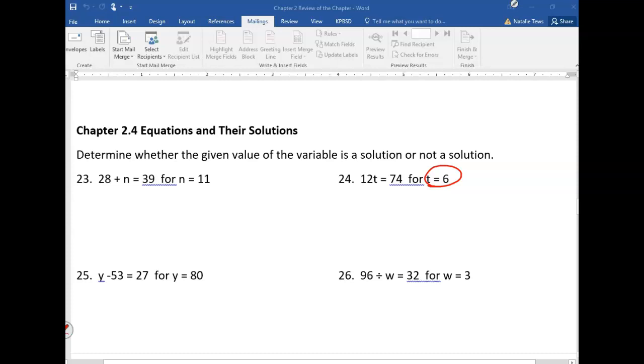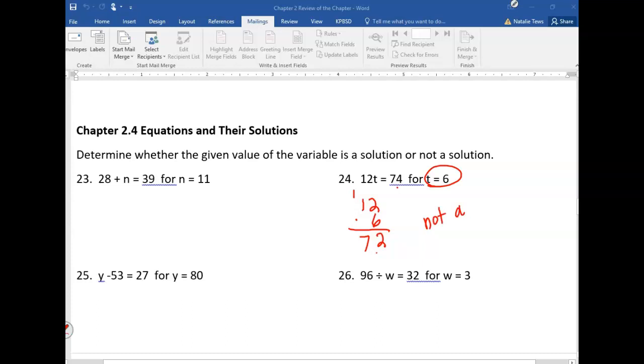They already gave it to you. So here's what you're going to do. You're going to fill it in. You're going to say 12 times 6 and times it out. Does that equal 74? Let's try it. Does that equal it? No. I have a 72. They had a 74. So it says, is it a solution or not a solution?